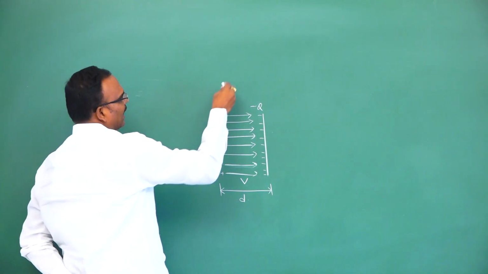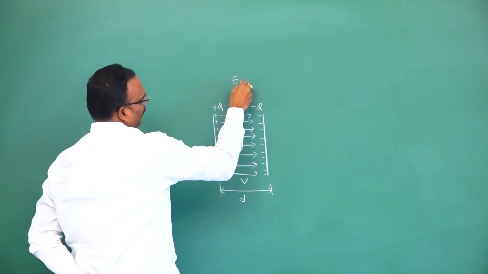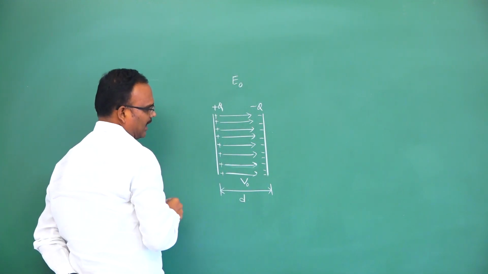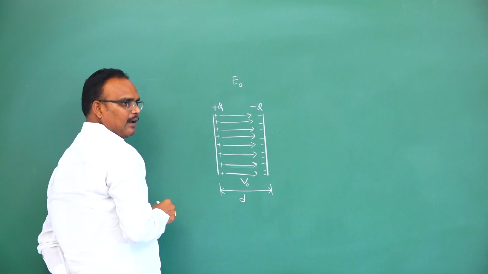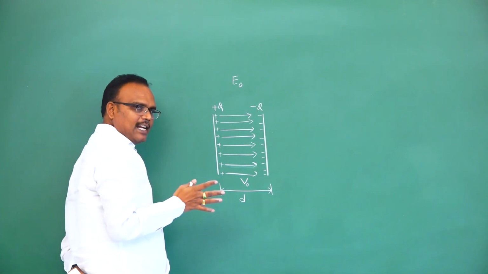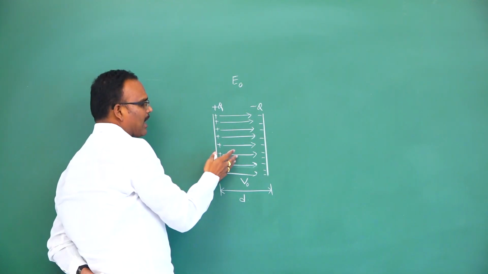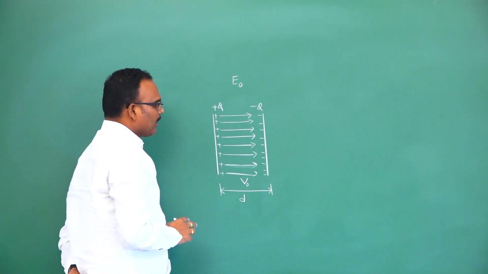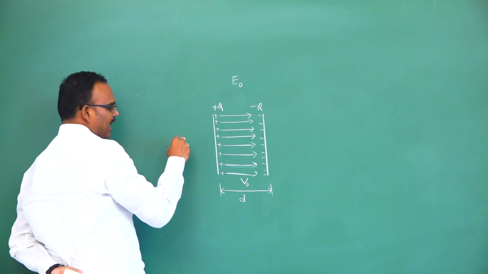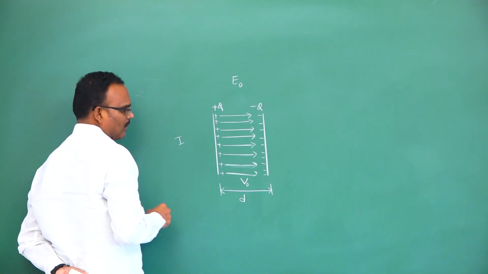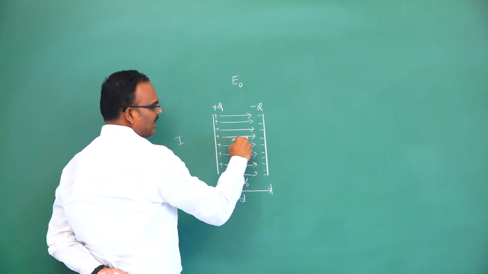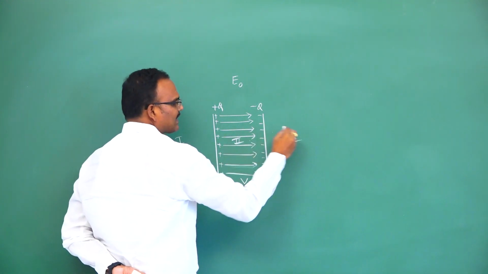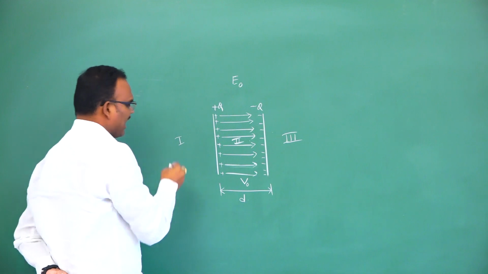Initial electric field, say E naught, and initial potential V naught. Now, I would like to calculate the capacitance of this parallel plate capacitor. First, I will take this as the first region, this as the second region, and this as the third region. We will see what the electric field is in region 1.